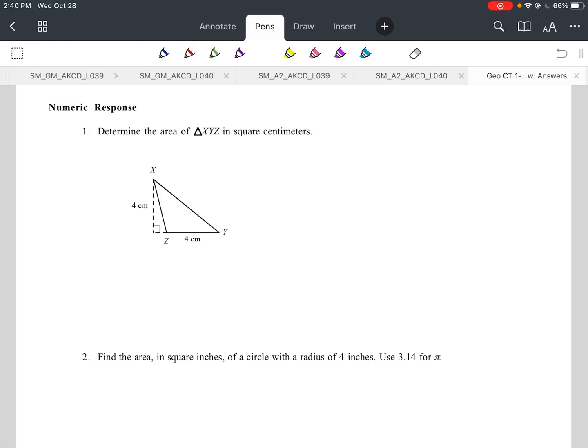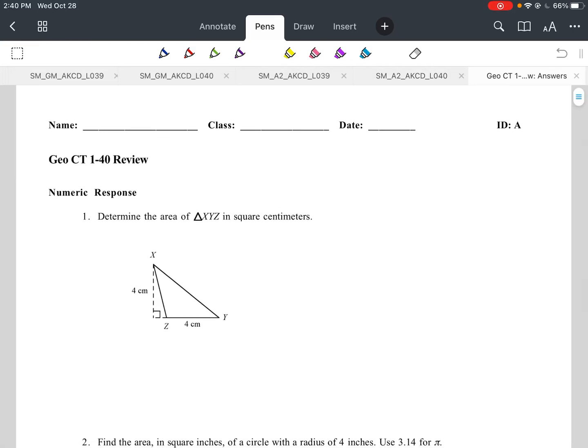Hey everybody, welcome to the 1 through 40 cumulative review for our test coming up. And so hopefully you're studying, working hard. And we'll just get right into it.